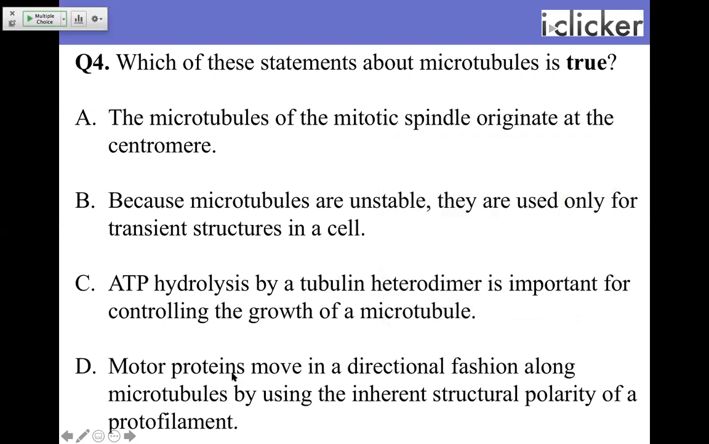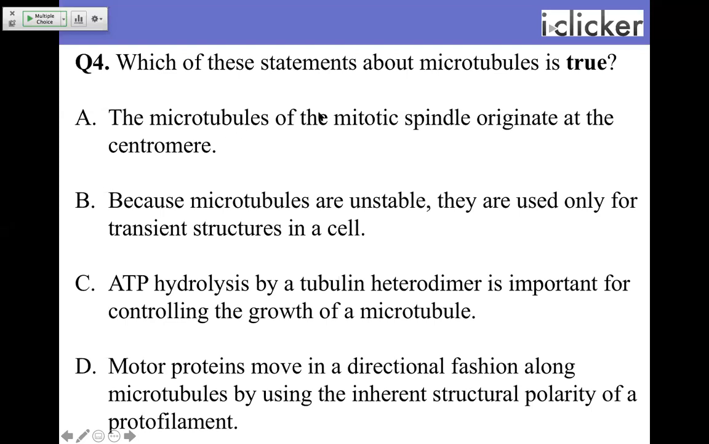These motor proteins that we've just described move directionally, right? Because they interact with that microtubule, all those individual protofilaments that make up that cylinder, that has a polarity as well. So they interact with the tubulin heterodimers in specific ways directionally. So that's correct. A is not correct.